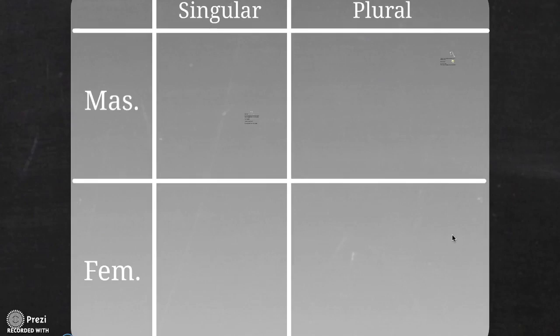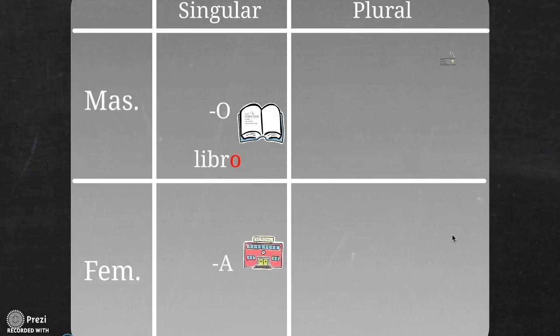Book has a gender. We know that a word that is masculine and singular ends in an O. And the word for book is libro. Therefore, the word libro follows all of the rules for words that are masculine and singular. Do you remember what we said feminine and singular ends in? If you said A, then you're correct. For example, the word school. The word school is both feminine and singular.